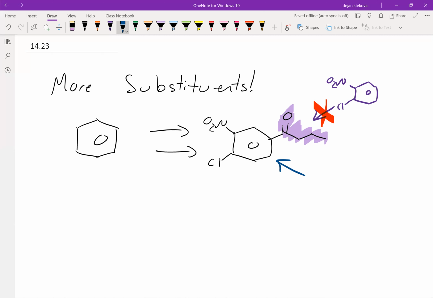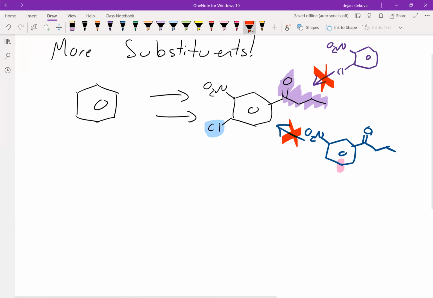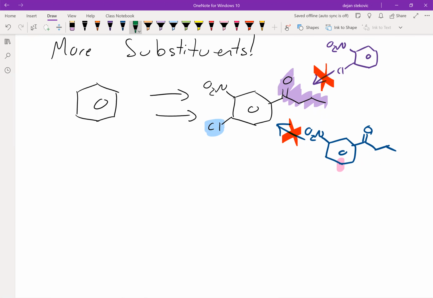Let's try adding this chlorine in last. So in this case, these other 2 substituents were already there. If we think about the directing properties of these 2 substituents, they're both going to want to direct meta, which would be this position right here. We can see that the chlorine is not in that position, so that's not going to work out either. So let's go ahead and try adding the nitro group in last.